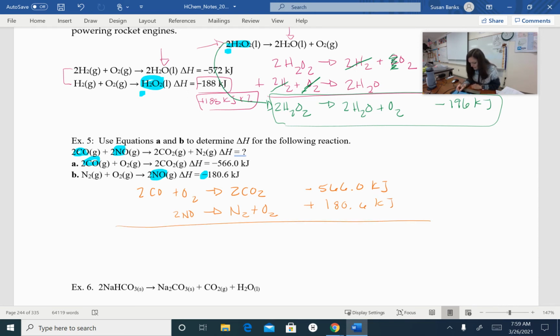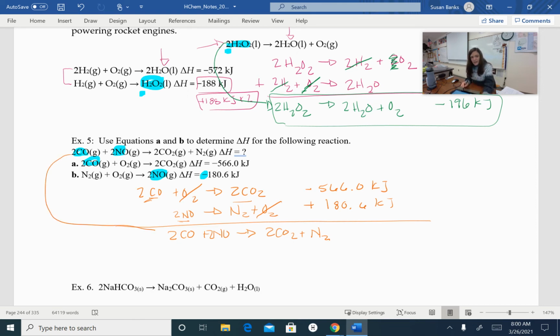Okay, now let's add this up. What can we cancel out? I can cancel out the oxygens, right? So what do I have left? I have 2 carbon monoxides. I have 2 nitrogen monoxides. And I have 2 carbon dioxides. And I have 1 nitrogen. Okay, is that what I wanted? Does that match? Yes, it does.